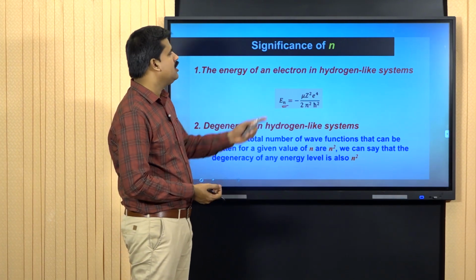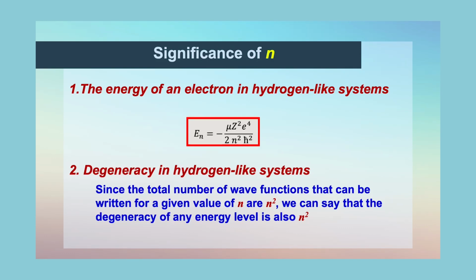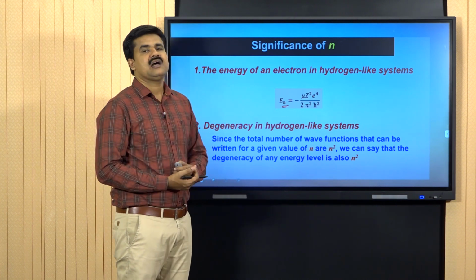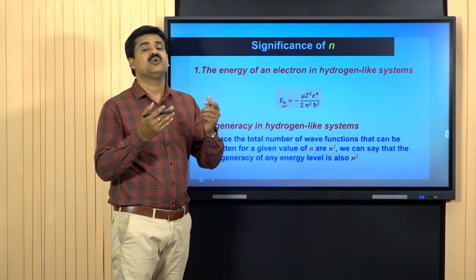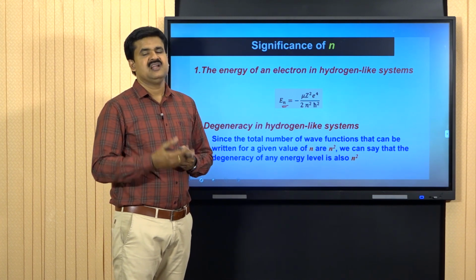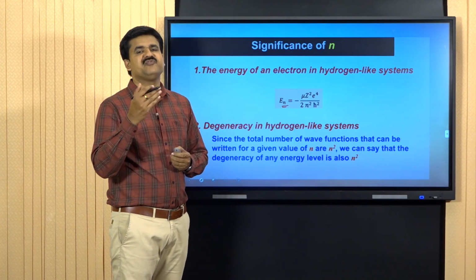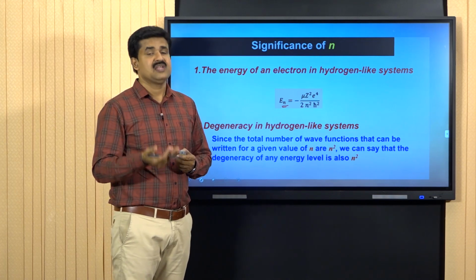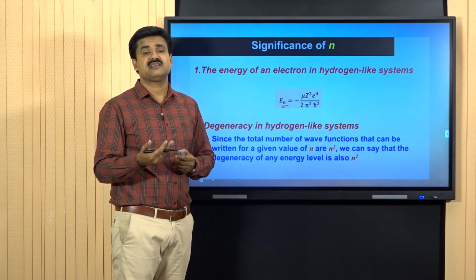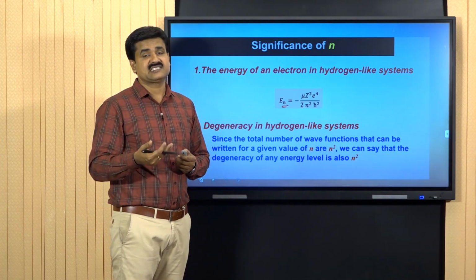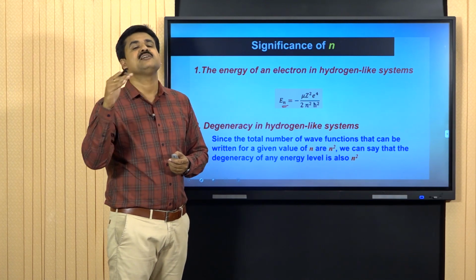En is equal to mu z square e raised to 4 divided by 2n square h cross square. That is, n depends on the energy of the hydrogen-like systems. Degeneracy in hydrogen-like systems. We know about the degeneracy. Degeneracy represents more than one possible arrangement with the same energy. For instance, we know the fact that p orbitals are triply degenerate. That means px, py and pz are three different arrangements with the same energy.